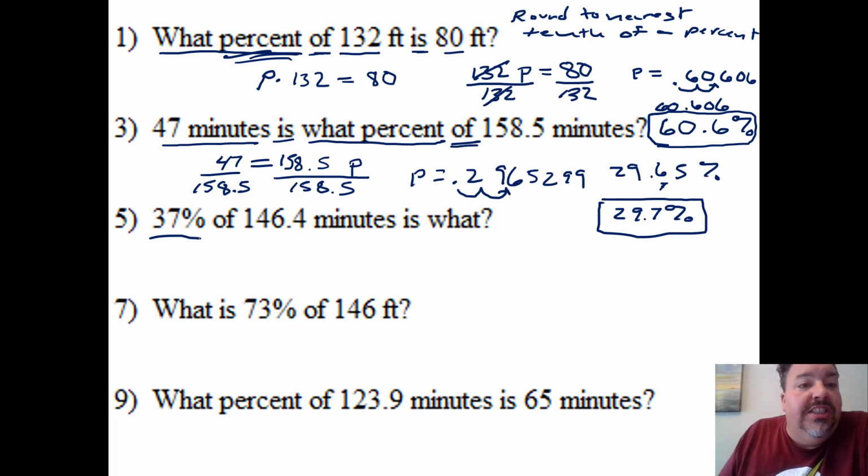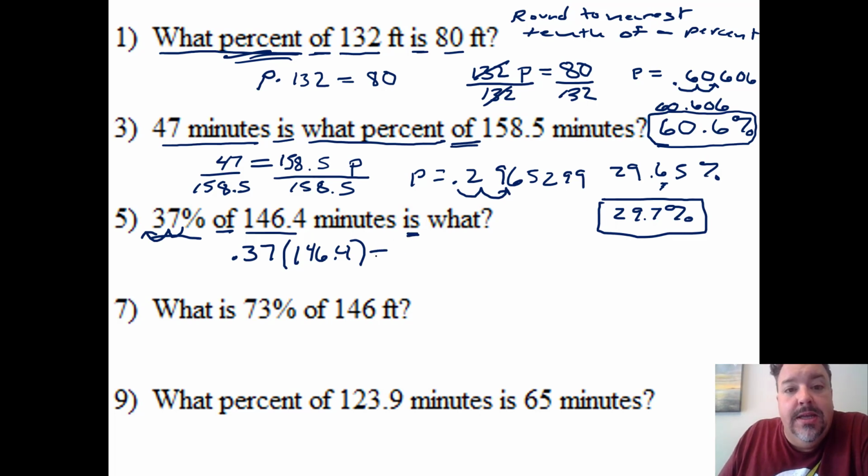Number 5 says 37%. Okay, so that's a number, but it's a percent. Whenever we come across a percent, what do we have to do? Well, we got to turn that to a decimal. So remember, turning it to a decimal means moving it 2 places to the left. So 37% is going to become 0.37. Then we have the word of that tells us that we're going to multiply by whatever comes next. And here what comes next is a number, 146.4. Minutes, those are just units. We can ignore that. Then we come across the word is. That means equals.